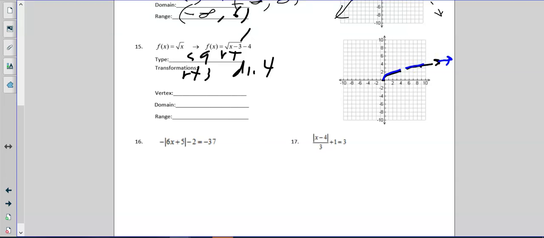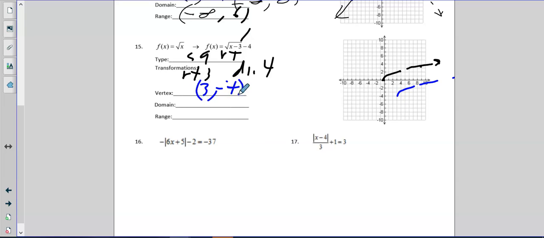So this one is going to literally move right 3, 1, 2, 3, and down 4. Like so. So the vertex is at 3, -4.